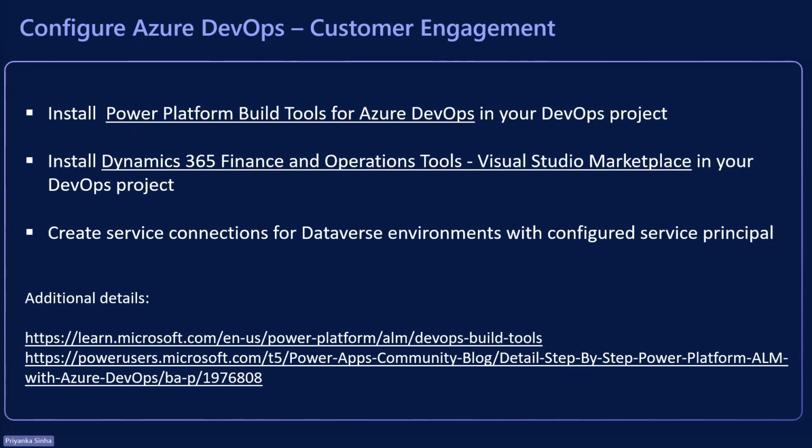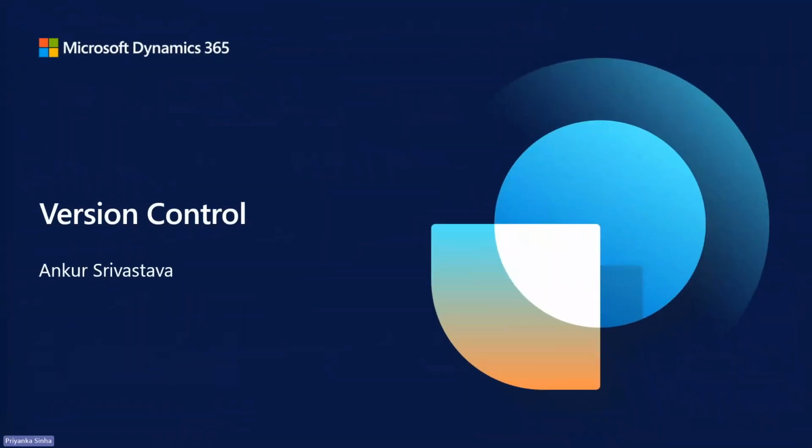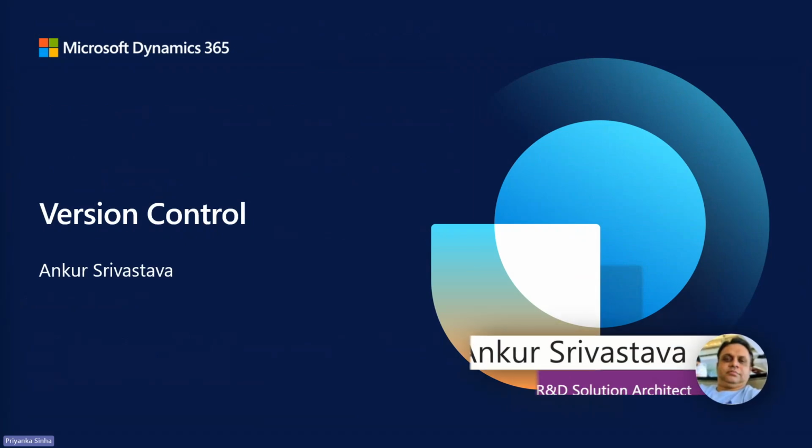You will find more details, but these are the separate steps that have to be followed for customer engagement. We have now covered the key components of setting up Azure DevOps. The next step in Dev ALM involves defining the version control and branching strategy. I would hand over to Ankur to talk about those aspects. Over to you, Ankur. Thanks, Priyanka.